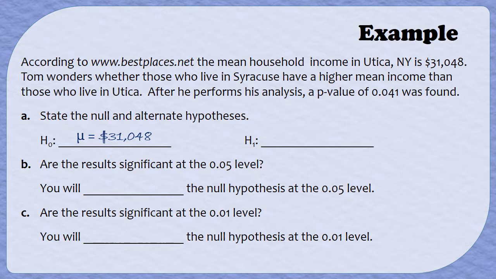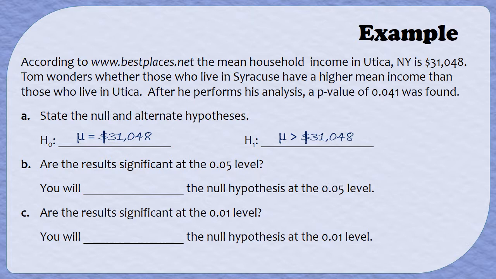To form his alternate hypothesis, Tom is suspicious that those who live in Syracuse have a higher mean income than those who live in Utica. Since he suspects the mean income in Syracuse is higher, that means this is going to be a right-tailed test. He suspects that mu is greater than $31,048.